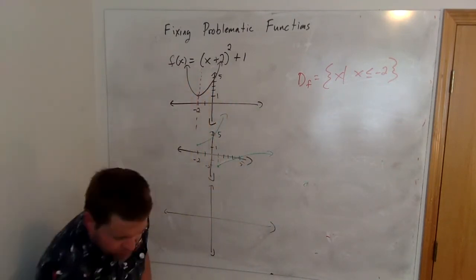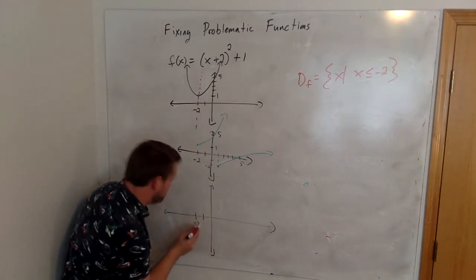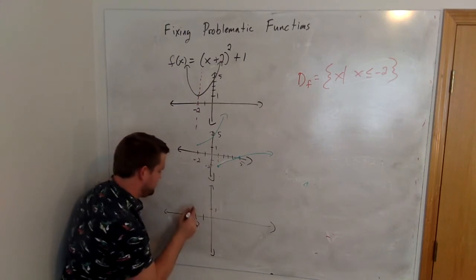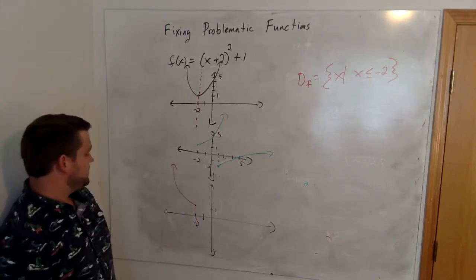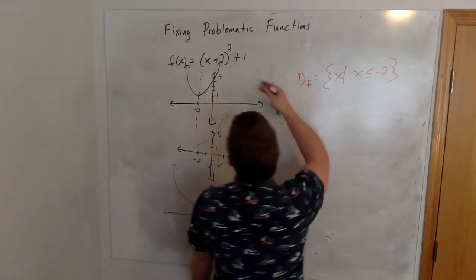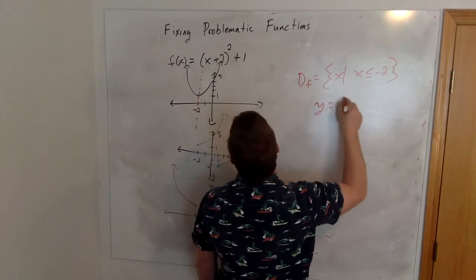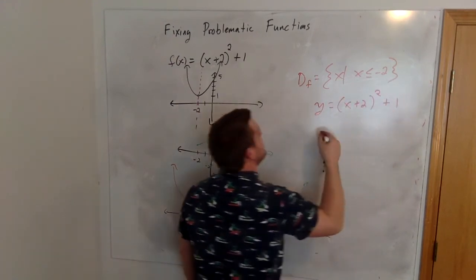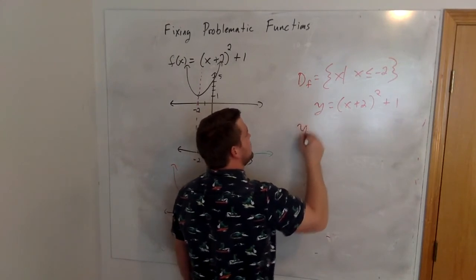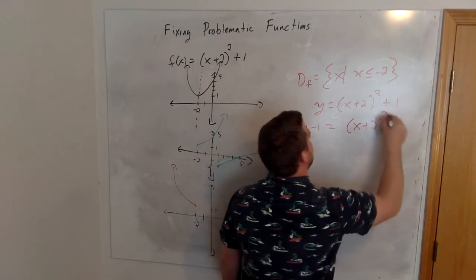I only want the piece that's less than negative 2. So I don't need the green right now. So let's go over negative 2. Okay, let's go up 1. So we'd only care about the left-hand piece here. Okay, so if I were to find the formula for the inverse, we'd have y equal to (x + 2)² + 1. I'm just going to go ahead and solve for x, so we'll get y - 1 is equal to (x + 2) quantity squared.